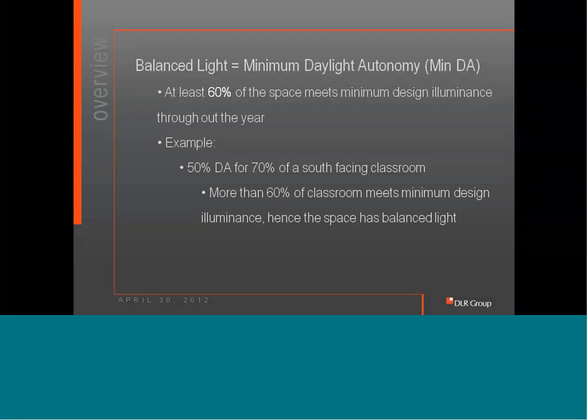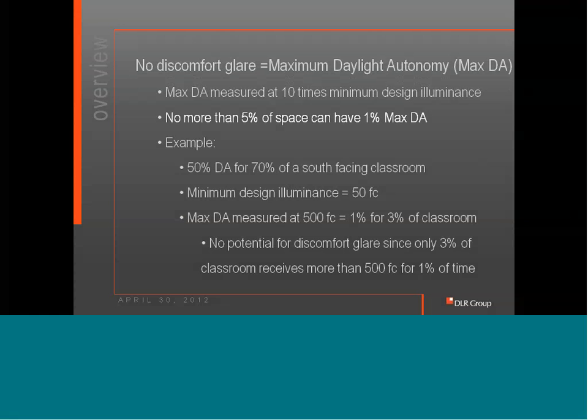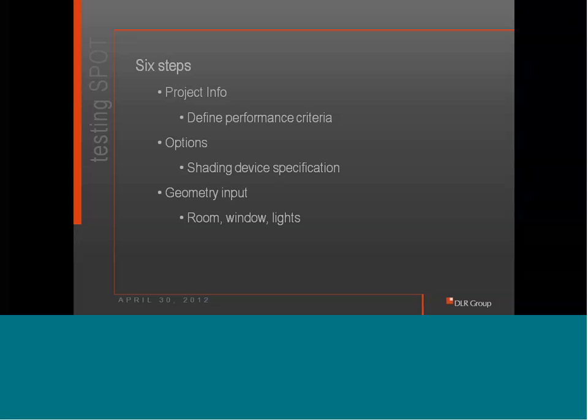For balanced light, minimum daylight autonomy means you should have at least 60% of your space meeting the daylighting requirements for your space. And as far as no discomfort glare, no more than 5% of the space can have 1% of maximum daylight autonomy, which is 10 times your required foot-candle.